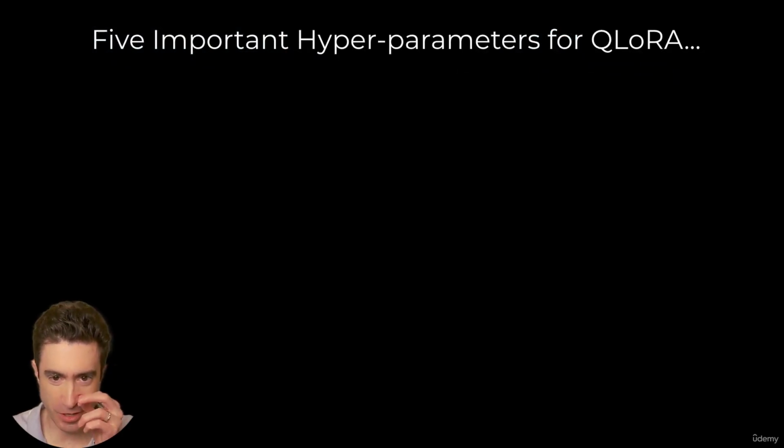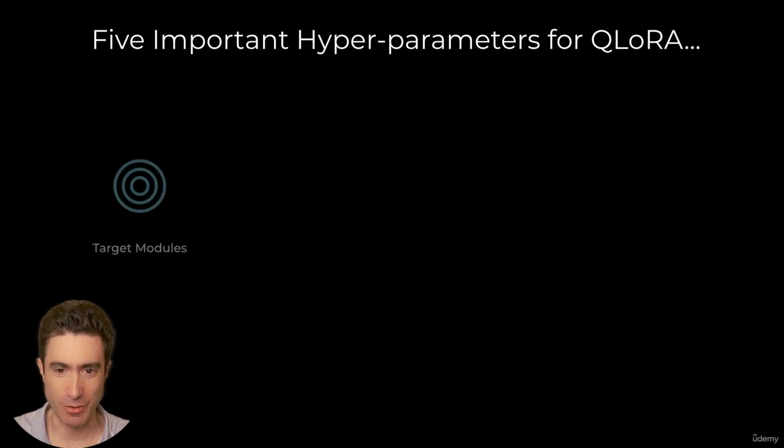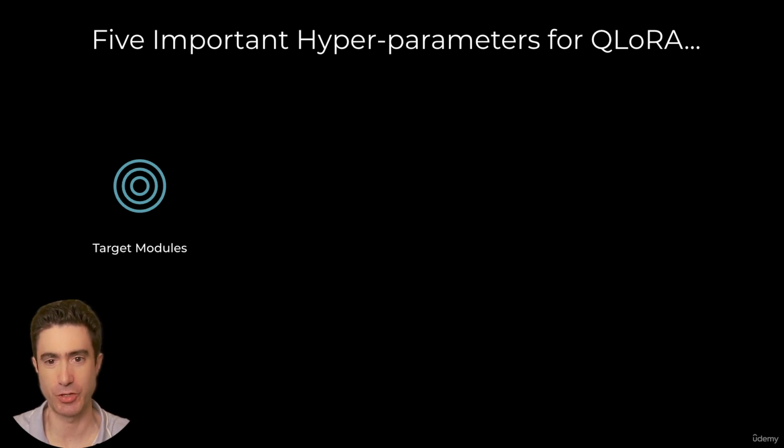So first of all, though, before we get to the great stuff, we do need to talk about some of the essential hyperparameters that control this process, starting with QLoRA, and most of this is stuff that you're very familiar with now. So the first hyperparameter I'll mention is one more time to bring up the target modules. And I think you now remember exactly what this is.